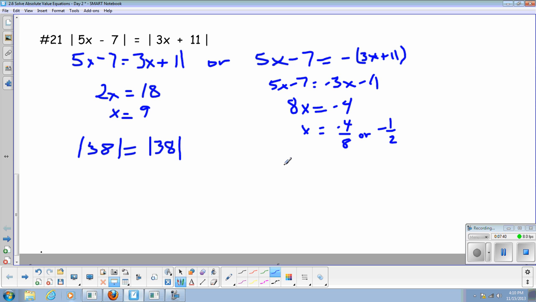So if I check that, I'm going to put negative 1/2 in, so I have a negative 5/2 minus 7. If I change 7 into halves, that's going to be minus 14/2. And when I subtract that, I get a negative 19/2.